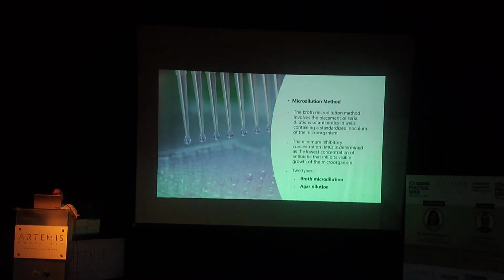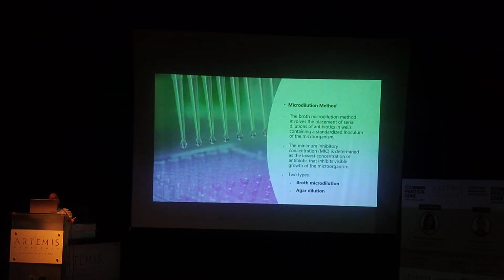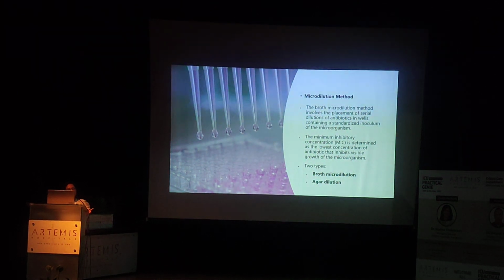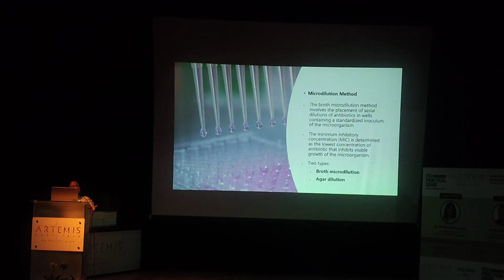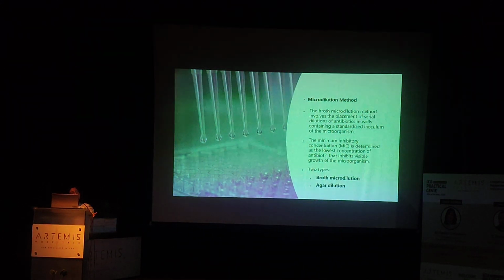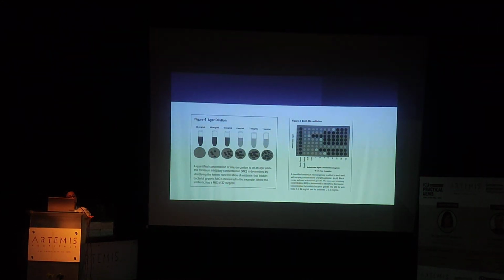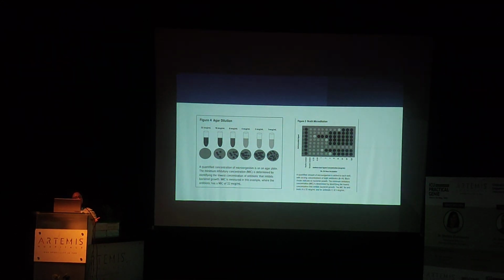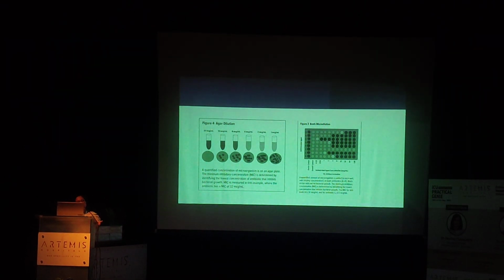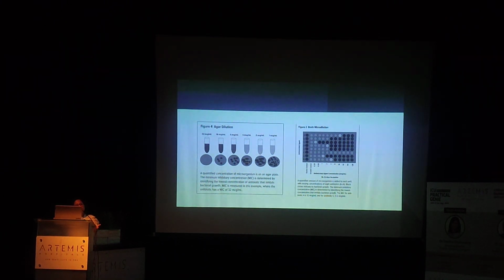I'll read also. The broth microdilution method involves placement of serial dilutions of antibiotics in wells containing a standardized inoculum of the organism. The minimum inhibitory concentration is then determined as the lowest concentration of the antibiotic that inhibits the visual growth of the microorganisms after serial dilutions. These are two types, broth and agar dilution. The difference is that in broth dilution, we put antibiotics in different small wells, and then bacteria is exposed to different dilutions of these antibiotics.